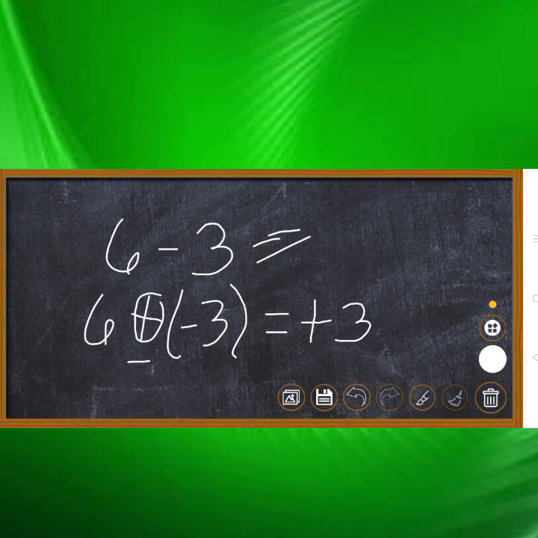So, natuto na kayo kung paano mag-solve ng subtraction of integers? Sana may natutunan kayo. Napaka-easy lang. O ano, may natutunan ba kayo? Sigurado naman akong meron, di ba? Napakasimple lang talaga how to solve subtraction of integers.